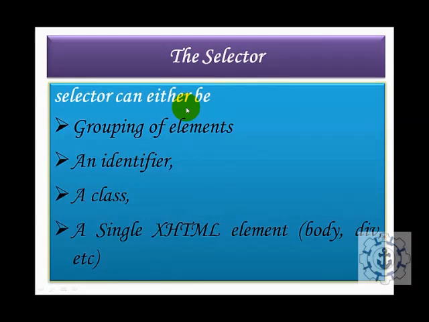How many types of selectors are there? Is there any rule for using anything as a selector? Here is the answer. The selector can be either a grouping of elements, an identifier, a class, or a single XHTML element such as body, div, etc. Once again, the selector can be a grouping of elements, an identifier, a class, or a single XHTML element like body, div, etc.